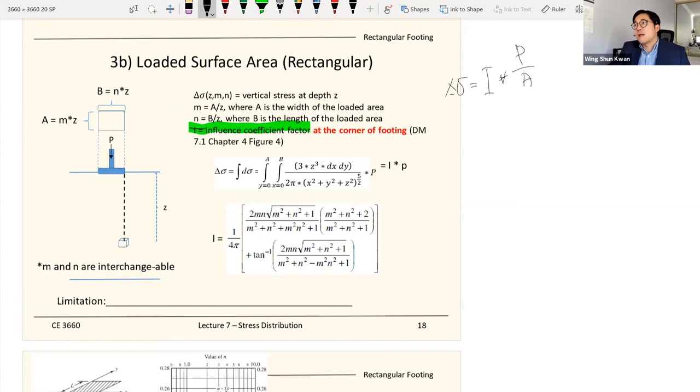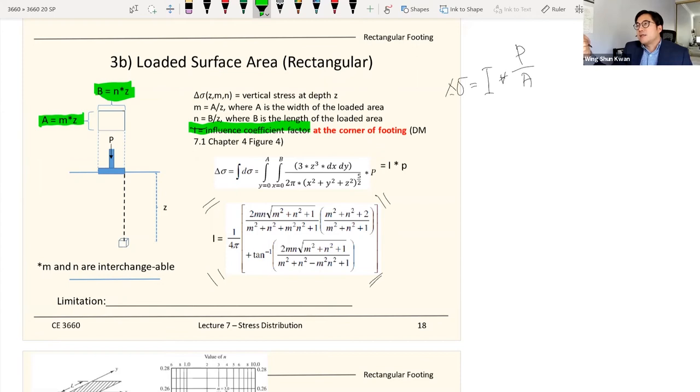So what we are trying to do here now is find the I, similar to what we have done on Tuesday. And at the end of the day, this is the closed form solution. How to find the I? A bunch of parameters, and you also base it on M and N. And what is M and N? Related to the geometry of the foundation footings. That's why I keep mentioning this: the geometry of the loading area matters.